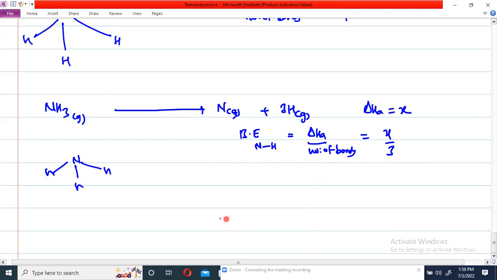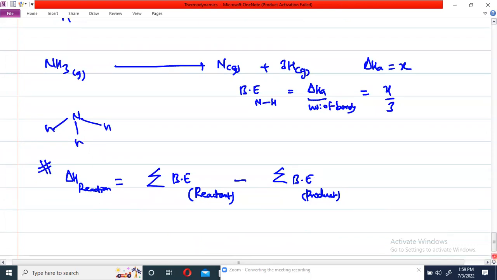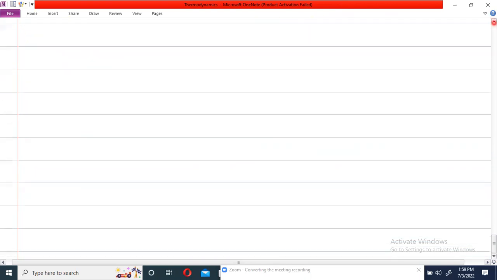But how to get the heat of reactions? One more formula: heat of reaction is equal to summation of bond energy of reactant minus summation of bond energy of product. Remember, this reactant minus product is the only formula we have to use to calculate the heat of reaction when the bond energies are given. I'll show you one example, one numerical for this one. See, this is a numerical that was there. Just a minute.